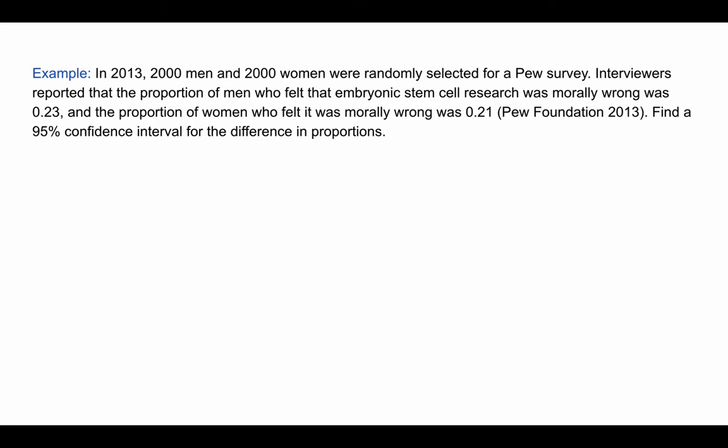Here's our example. In 2013, 2,000 men and 2,000 women were randomly selected for a Pew survey. Interviewers reported that the proportion of men who felt that embryonic stem cell research was morally wrong was 0.23, and the proportion of women who felt it was morally wrong was 0.21. Find a 95% confidence interval for the difference of proportions.